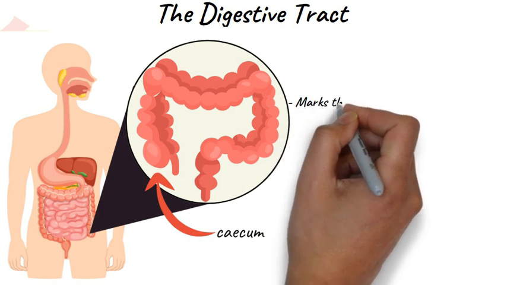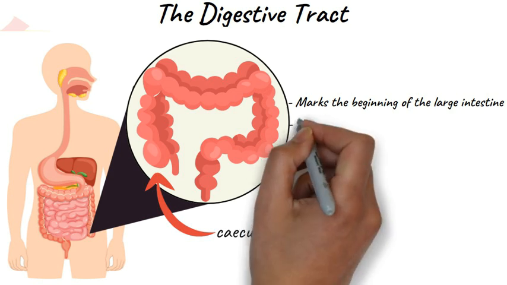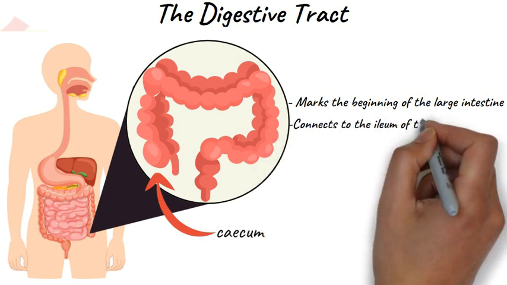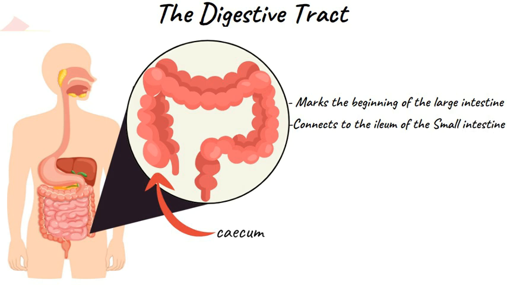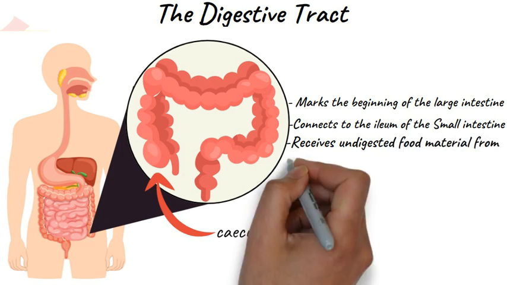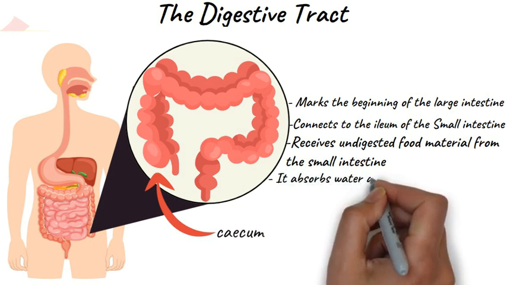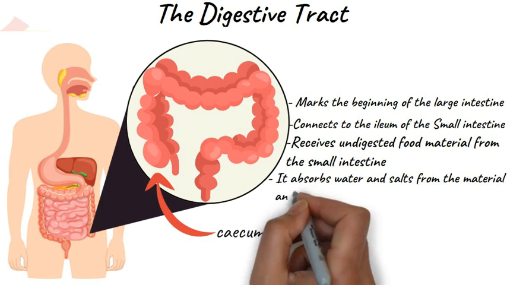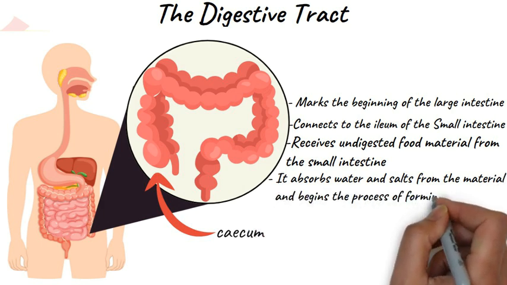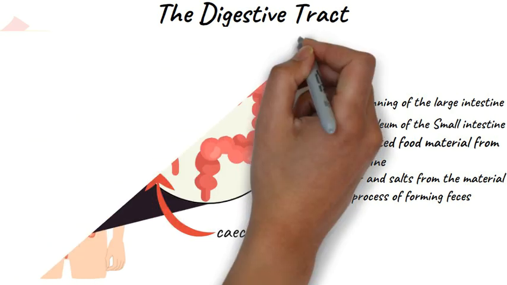Next, the cecum. The cecum is a pouch-like structure that marks the beginning of the large intestine. It connects to the ileum of the small intestine via the ileocecal valve. The cecum receives undigested food materials from the small intestine. It absorbs water and salt from the material and begins the process of forming feces. In herbivores, the cecum is much larger and contains bacteria that aid in the breaking down of cellulose. In humans, it is smaller and less significant.